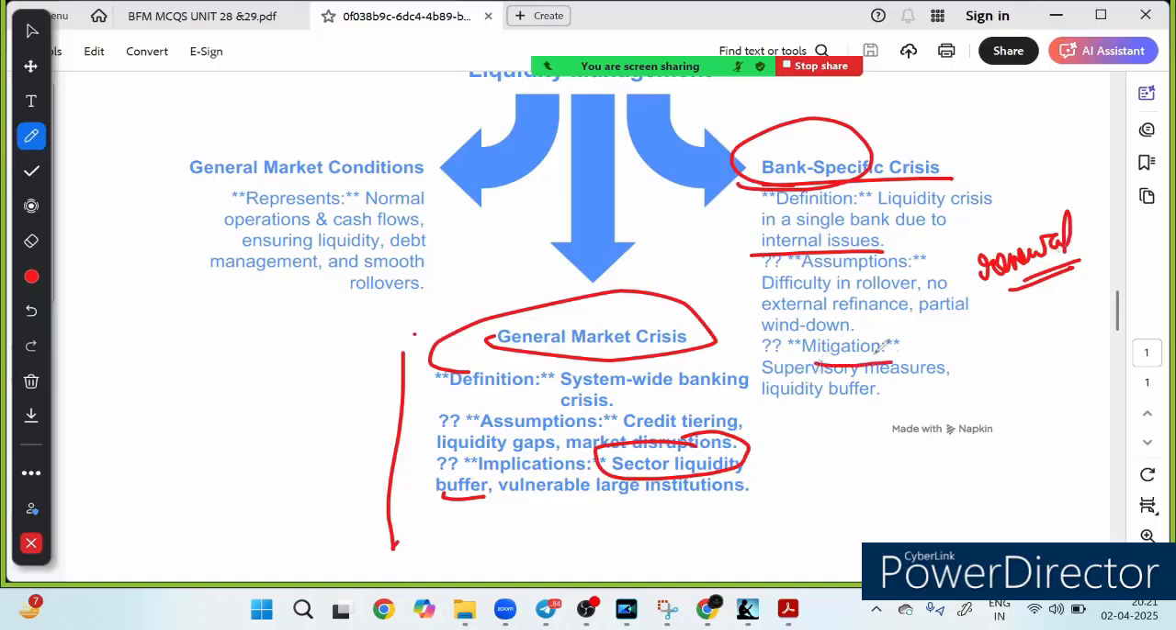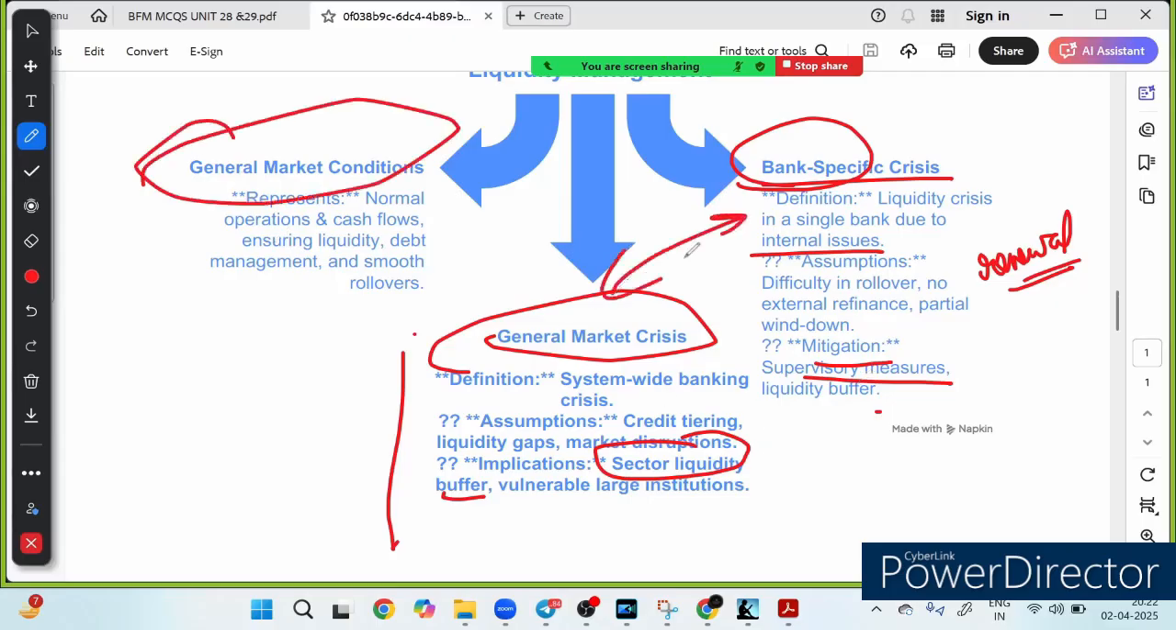How to mitigate it? The bank needs to implement supervisory measures, and rely on the liquidity buffer to manage that situation and to stay afloat. It's like a personal emergency for the bank, and it must depend on its own resources to get back on track. So what we learned from this discussion is that liquidity management is crucial for maintaining stability, whether the market is operating normally or in these two crisis conditions. These are called alternative scenarios.